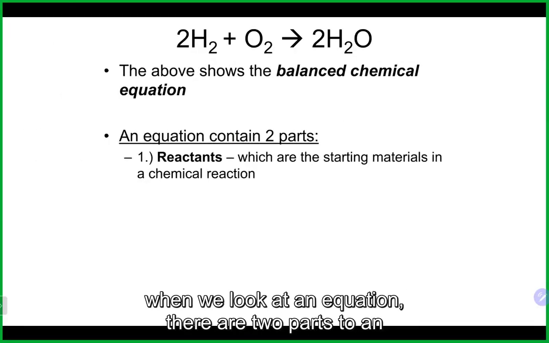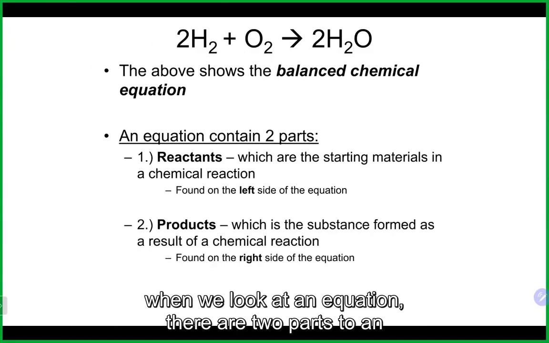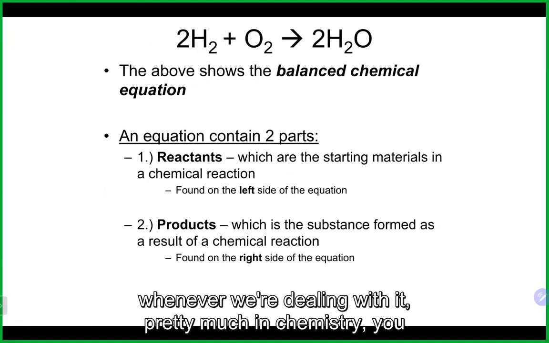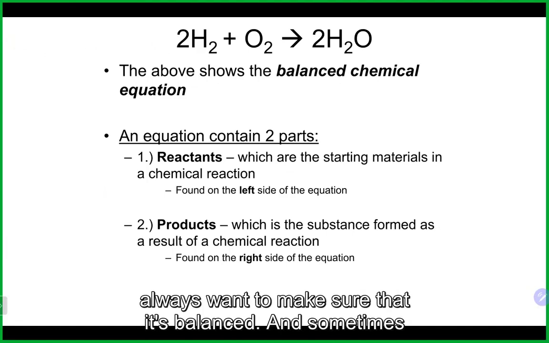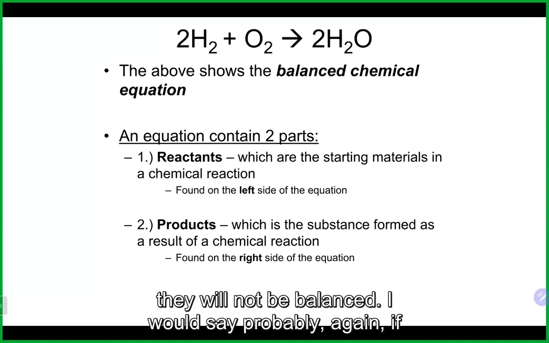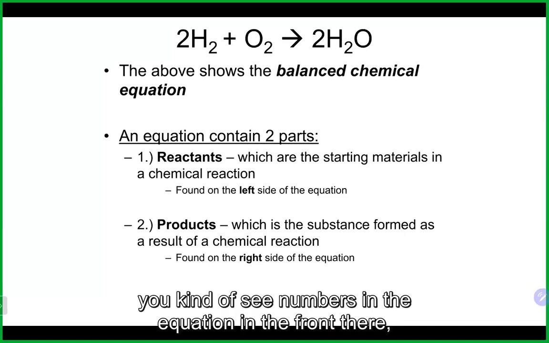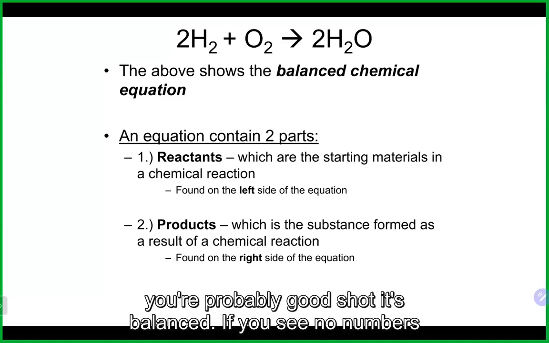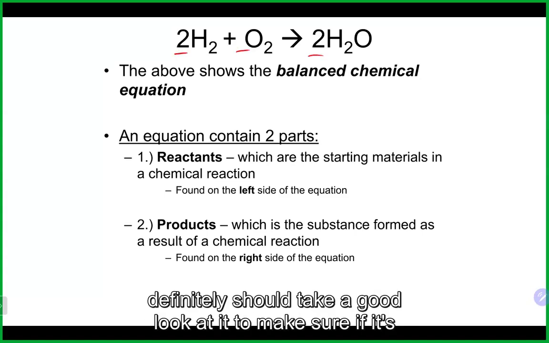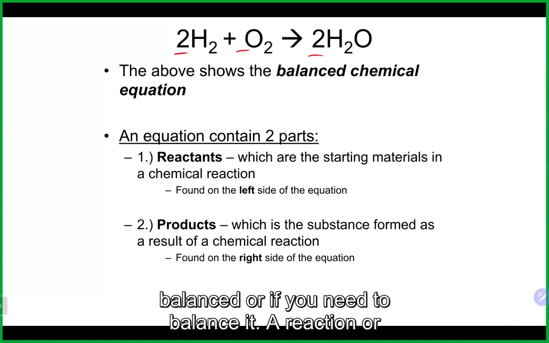When we look at an equation, there are two parts to an equation. And pretty much in chemistry, whenever we're dealing with an equation, we always want to make sure that it's balanced. Sometimes equations that you're given are going to be balanced. Sometimes they will not be. If you see numbers in the front of the equation, you're probably in good shape that it's balanced. If you see no numbers in the coefficients, which are these numbers in front, then you definitely should take a good look at it to see if it's balanced or if you need to balance it.